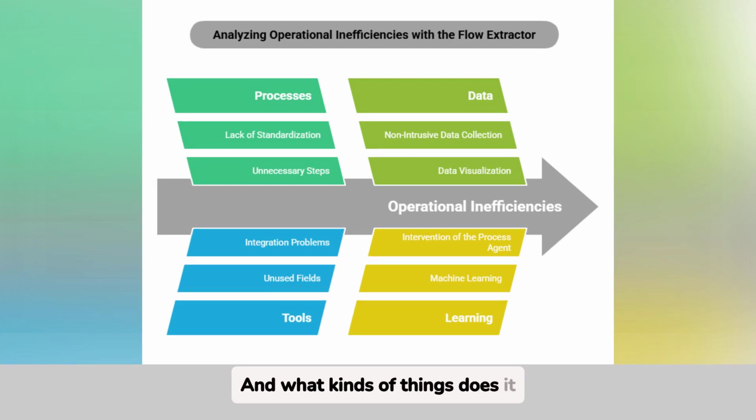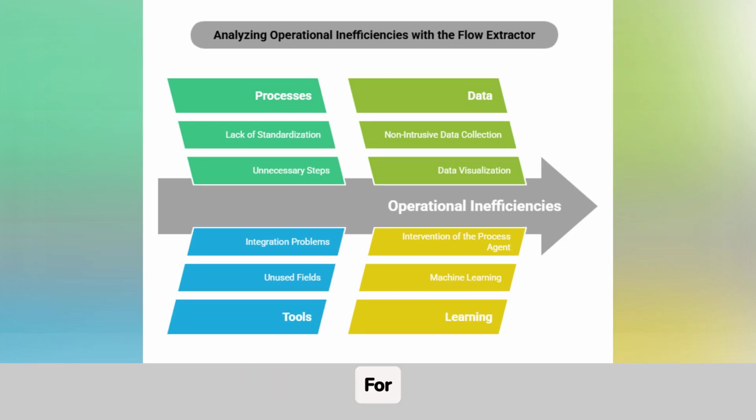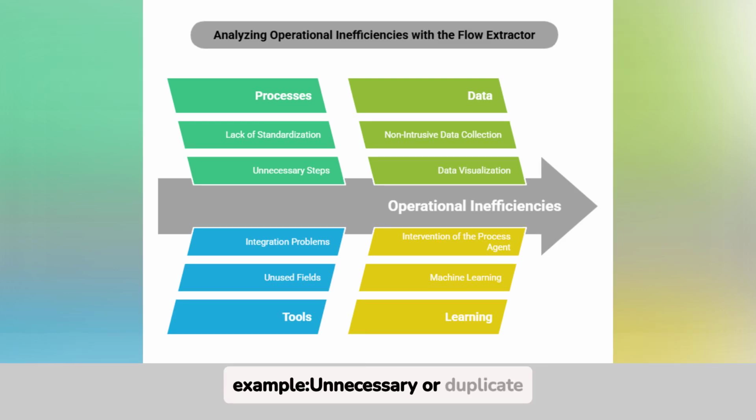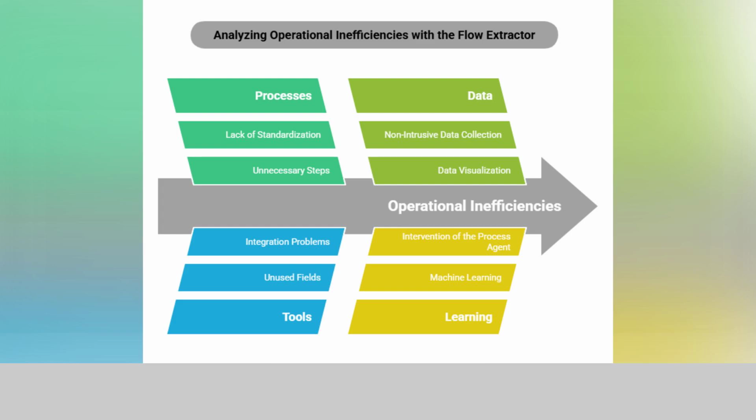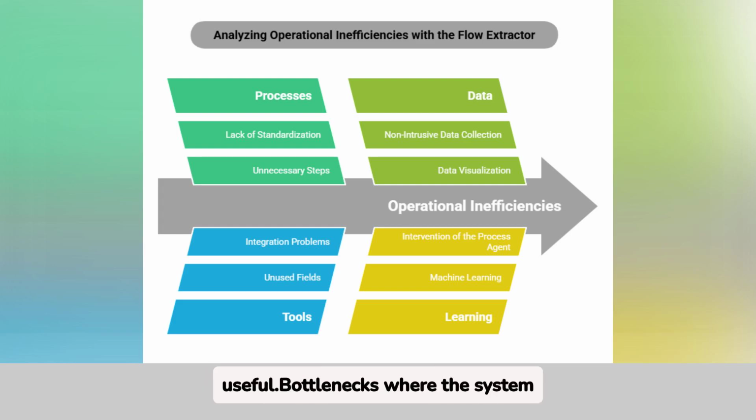And what kinds of things does it detect? What can it show me that I don't already see in my reports? For example, unnecessary or duplicate steps, sequences that vary from user to user, revealing a lack of standardization, fields that no one fills out, which may indicate that they are not useful, bottlenecks where the system stalls, or where the task takes longer than expected, deviations between what was designed and what is actually executed.